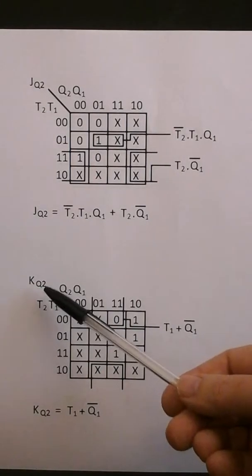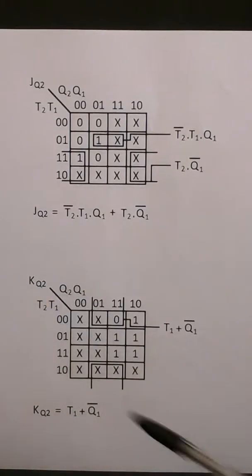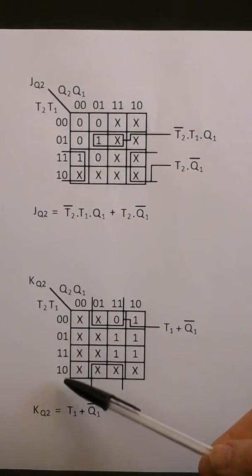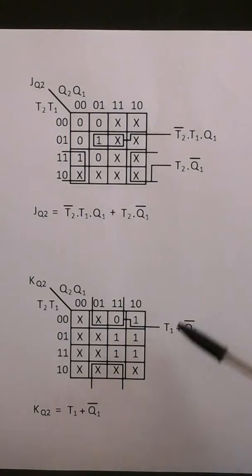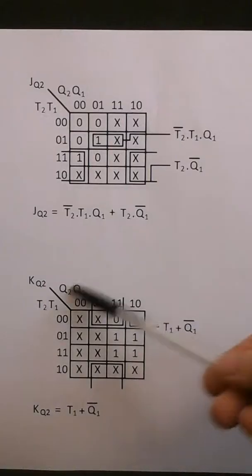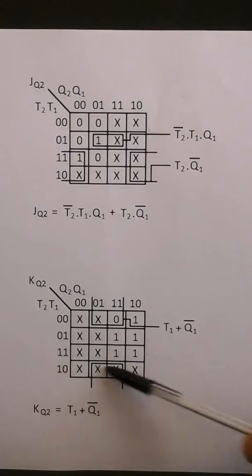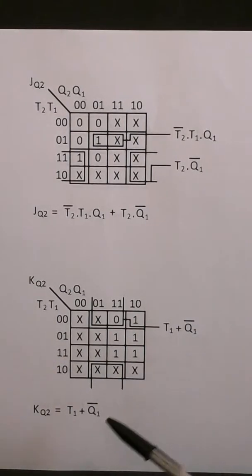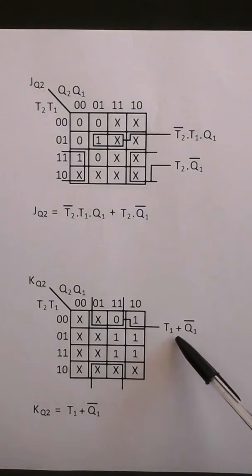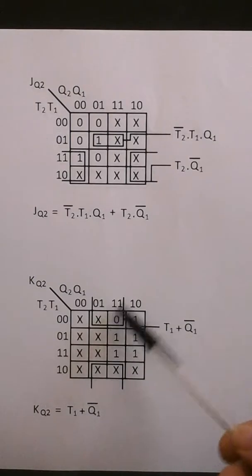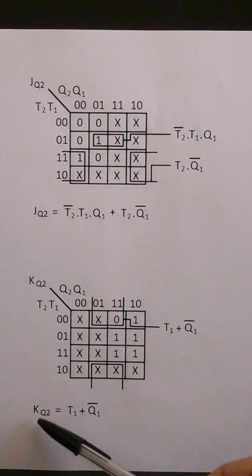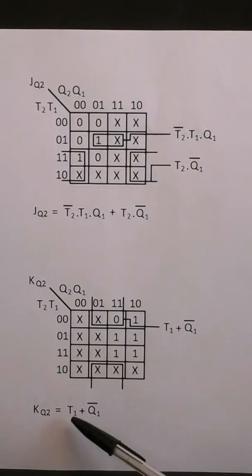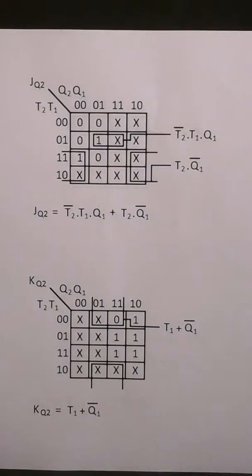For KQ2, the same rules apply. T2 is a 1 and T1 is a 0 is a can't-happen state, so we're only dealing with these 12 coordinates of the Karnaugh map. This is a product of sums expression where there's only one sum term, and this is T1 and not Q1. So KQ2 equals T1 or not Q1.